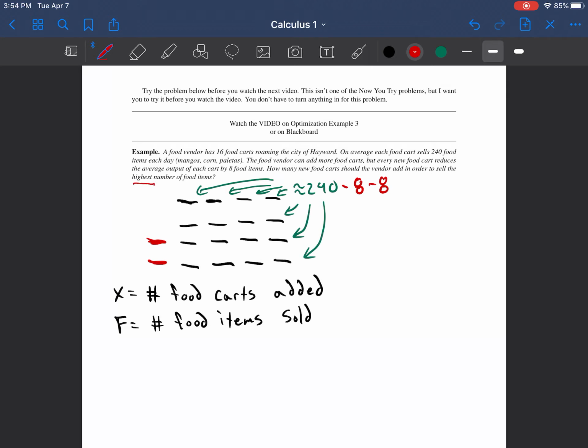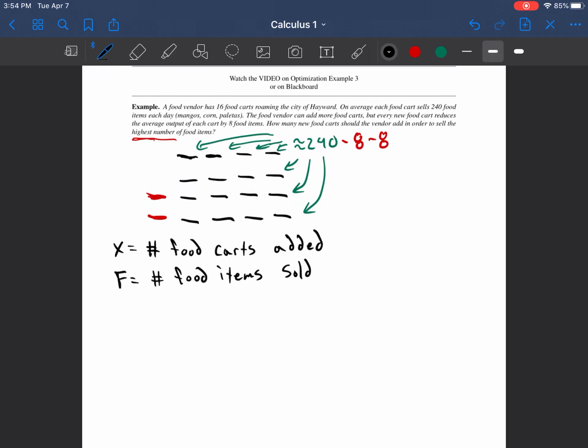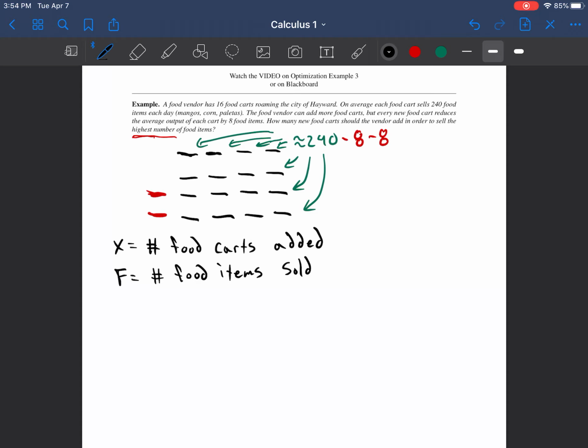Because we're looking for the number of carts that will yield the highest number of food items sold. That's what F is going to be. F is going to come into play in our equation that we want to optimize. So let's try to write that down. That's the next step in solving these optimization problems.